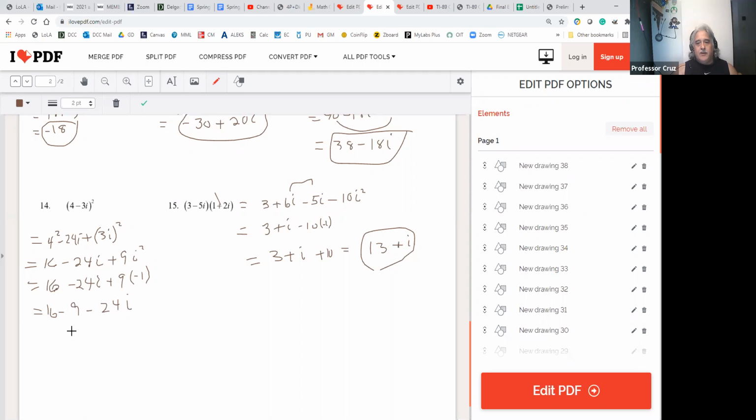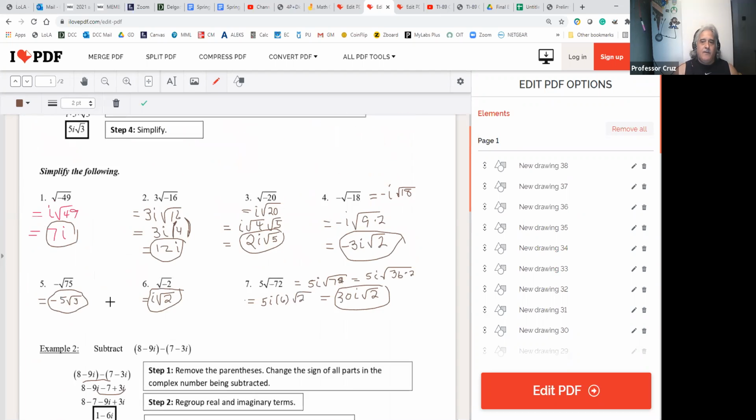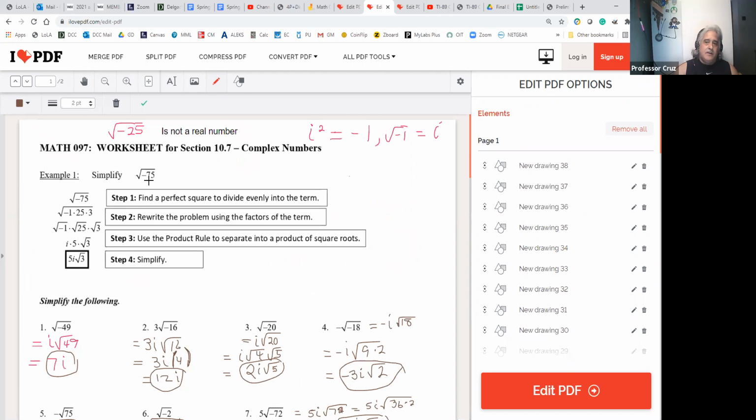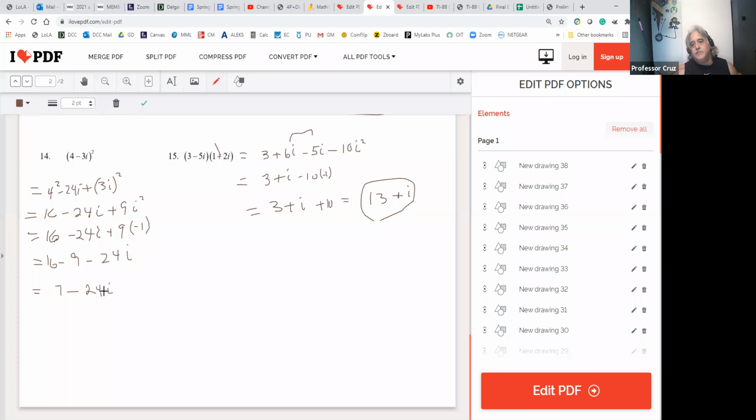So like I said, there's not a whole lot to this section because everything is the same except for i squareds become negative 1 and negative numbers inside the square root come out front as an i. All right, last questions on this.